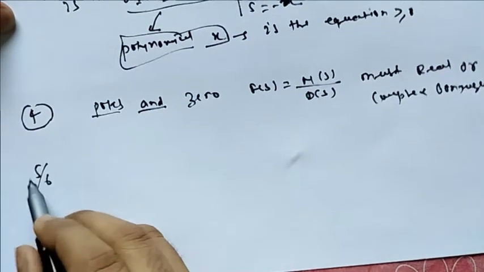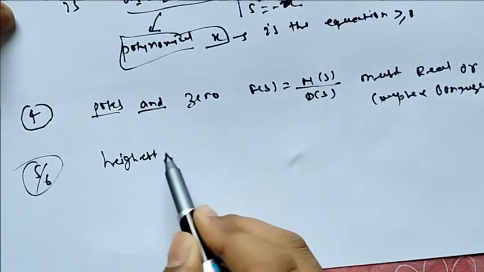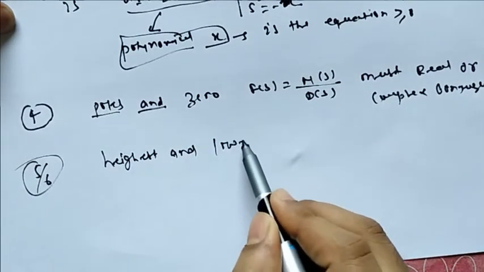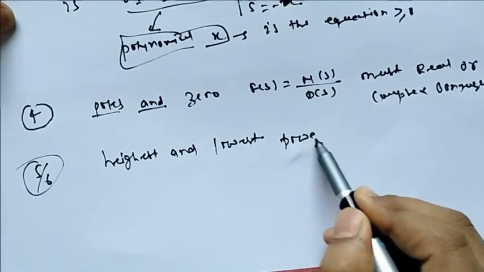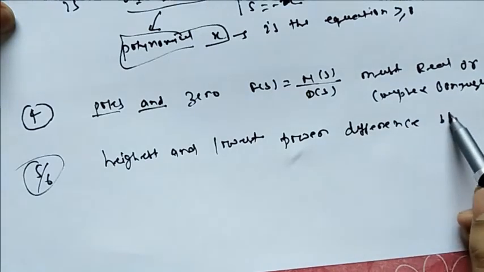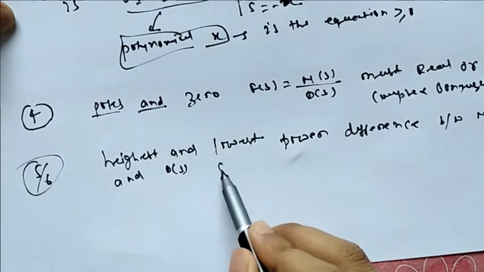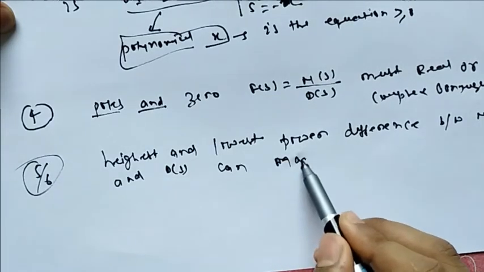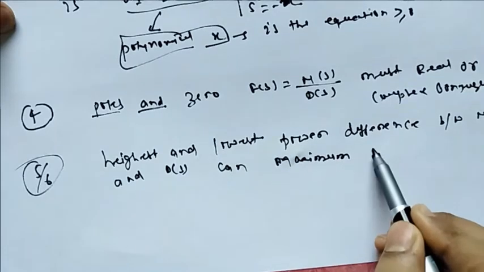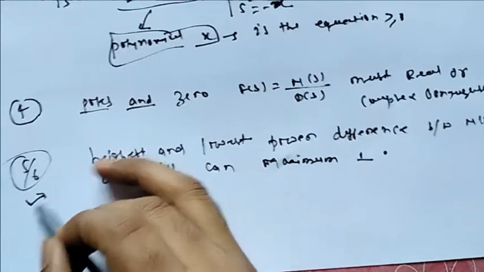And the fifth and sixth point, taken together: the difference between the highest and the lowest power of Ns and Ds can be a maximum of 1. If there are more than 1, then it will have a multiple root at origin or infinity, which will lead to instability. So this point we need to take care of.